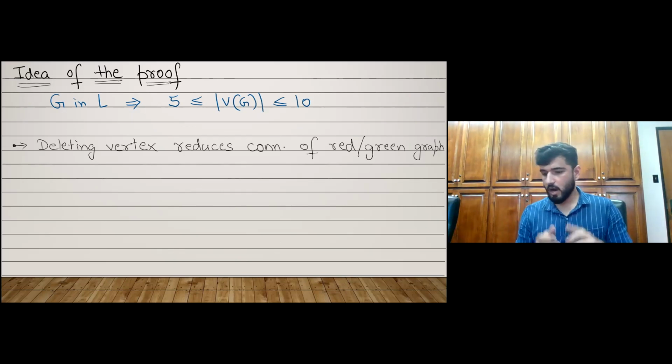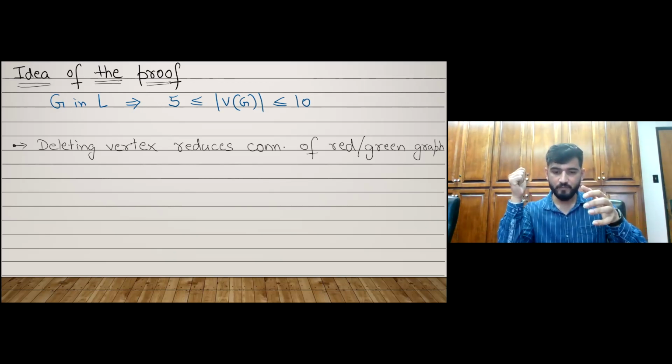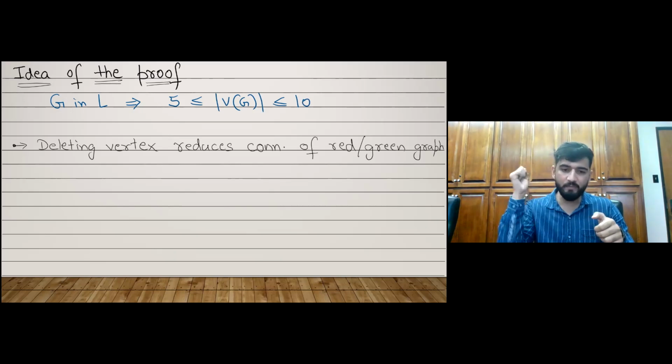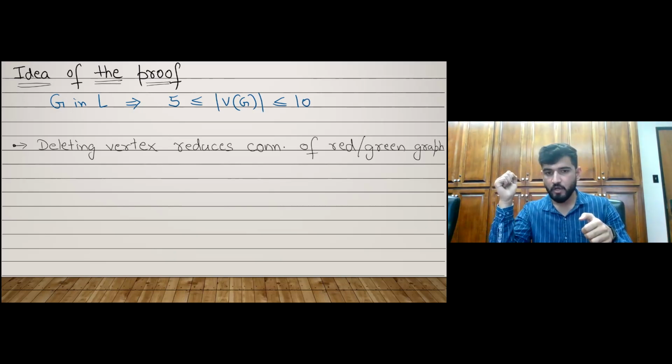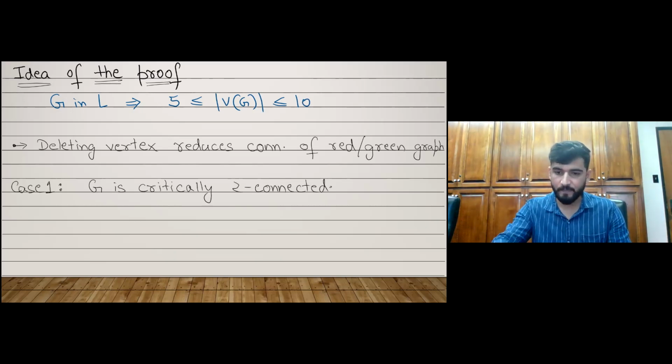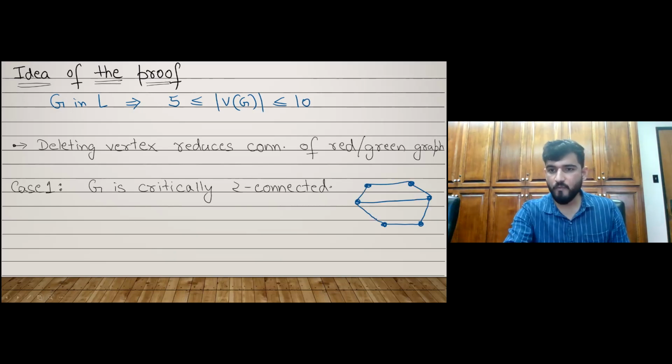Okay, so you have this graph in L. Now, as soon as you delete a vertex, you get a proper induced minor, and you cannot have both the red and green graphs two-connected because it's a proper induced minor. So when you delete a vertex, you reduce the connectivity of the red or green graph. Now, it might happen that every vertex you remove destroys the connectivity of just the green graph. In that case, G is critically two-connected, and we find that in that case G is a unique graph, which is this, okay?